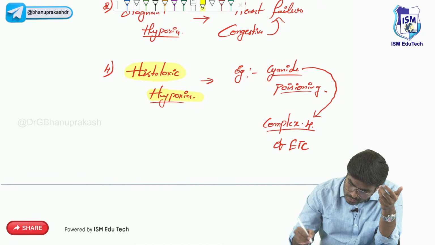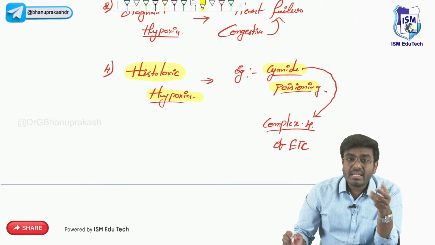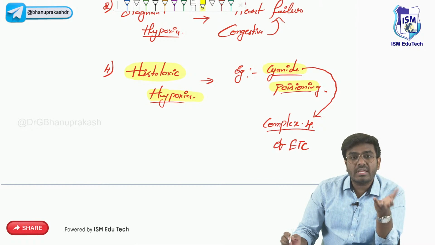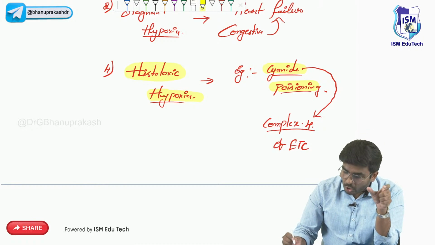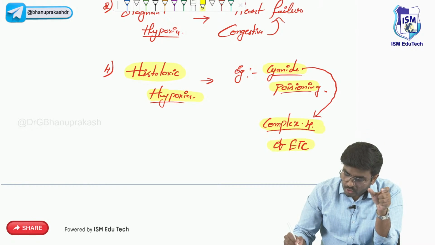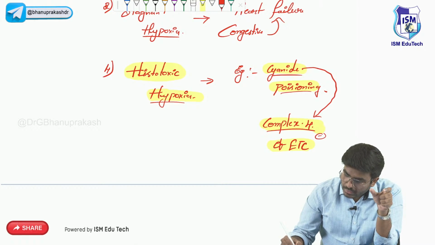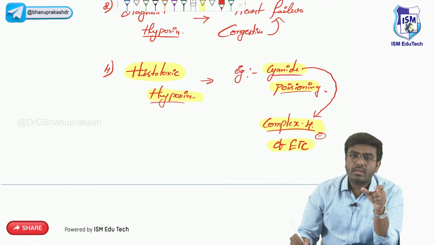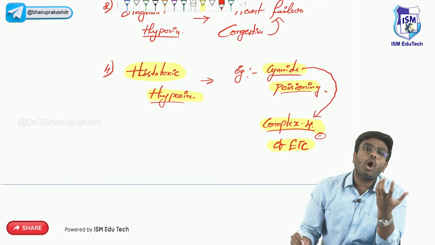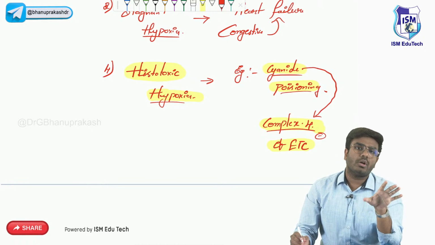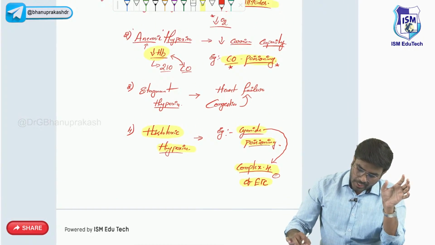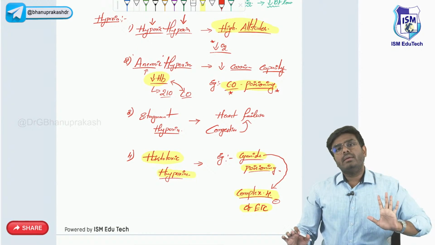Now whenever there is cyanide poisoning, what is happening? This cyanide is getting into the tissues, into the cells, and in the cells the electron transport chain, especially complex 4, is going to be inhibited. So what happens? Now the tissues cannot utilize the oxygen. Oxygen is there, but the tissues cannot utilize it. So at the end of the day, hypoxia is happening.